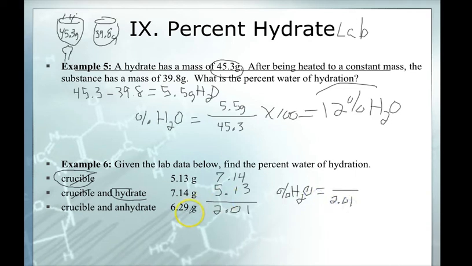Now we need to find the mass of the water. If you take the difference between these two, that's going to be the mass of the water. So we have 7.14 minus 6.29, and we get 0.85. So if you subtract these two, you're going to get 0.85. That's the water, that's the part. So it's 0.85 times 100, and it is going to be about 42% water.